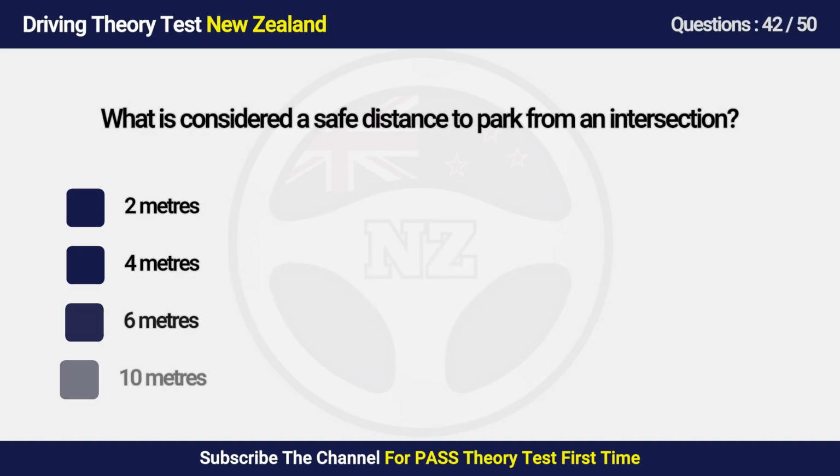Question 42. What is considered a safe distance to park from an intersection? A. 2 meters. B. 4 meters. C. 6 meters. D. 10 meters.